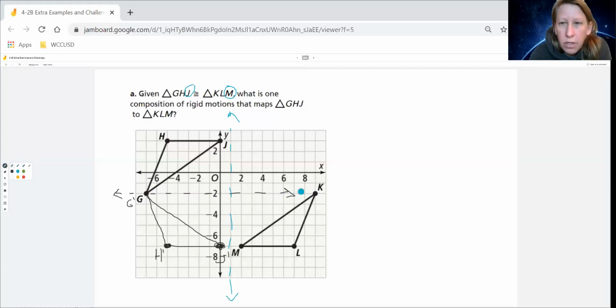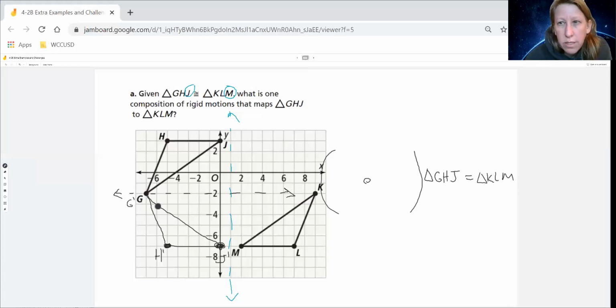Let's write it up. We're starting with triangle, I don't have a lot of room here, so I'll write a little bit small. We're starting with triangle GHJ, and we're trying to get to triangle KLM. And I'm doing a composition, I'm doing 2 of them, of rigid motions, and both of them are reflections.